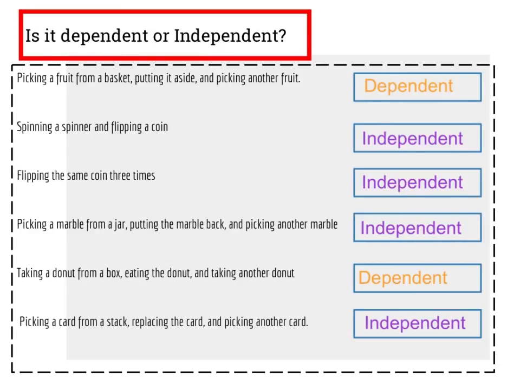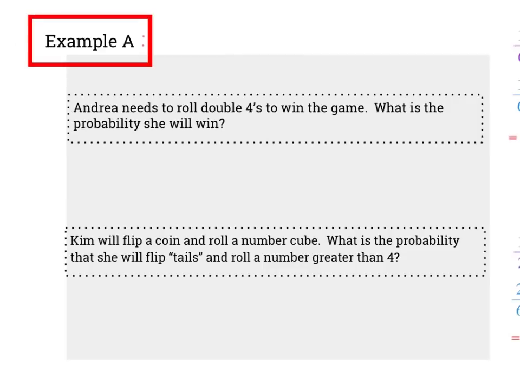Now that we've determined what type of events are, let's take a look at how we figure out each probability. Let's take a look at example A. In example A, it says Andrea needs to roll double 4s to win the game. What is the probability that she will win? So whenever I'm trying to figure out a probability of two independent events, I need to multiply my probabilities together. So I'm going to start by figuring out the first probability and the second probability, and then I'm going to multiply them together. So to roll double 4s, if I'm talking about a regular dice, I know there are 6 sides on a dice, and only one of them has a 4 on it.